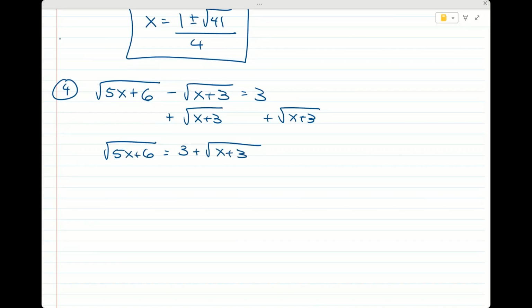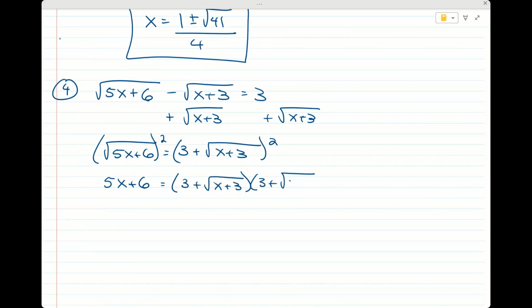And now at this point, what we want to do is square both sides. Let's raise both sides to the second power. And this is 5x plus 6 is equal to, don't forget, we have to FOIL this. Give you a second to get caught up. And what we're going to do is we're going to distribute. So why don't you guys see if you could distribute on your own, and we'll check to see if our answers are correct.